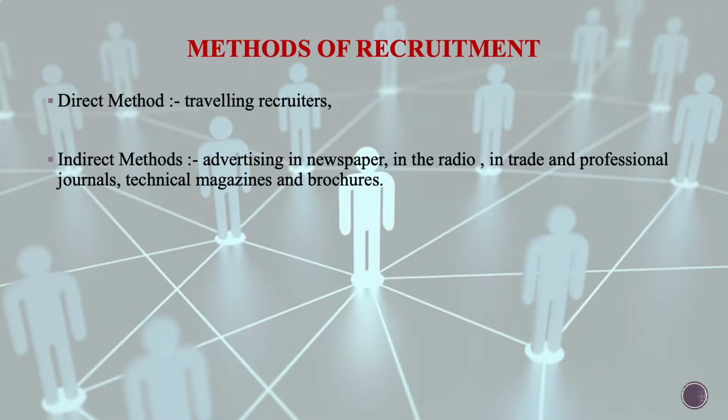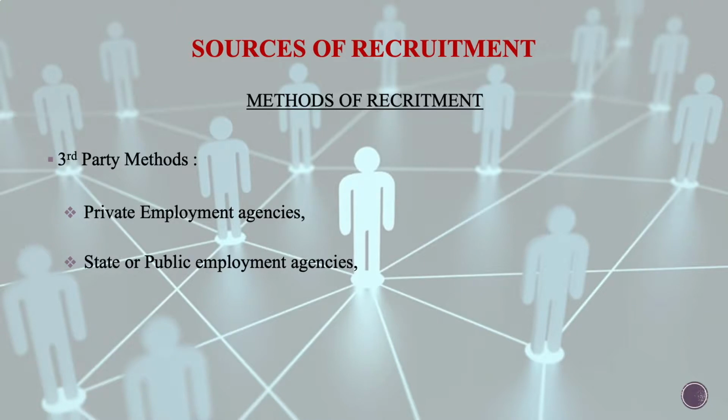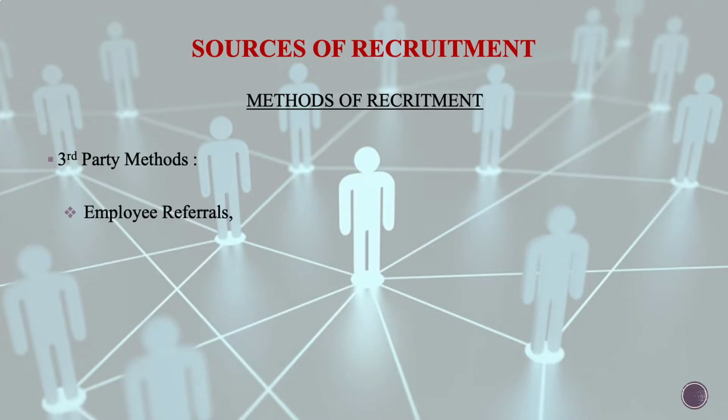That is one of the methods of recruitment. The indirect methods would be an advertisement in the newspaper, which is most common and most widely reachable. It could be on the radio, which has gone to very minimal these days, in trade and professional journals, in technical magazines and brochures, the employment brochures. The third party methods would be private employment agencies, state or public employment agencies, schools, colleges and professional institutes. Third party methods would also include professional organizations and employee referrals.